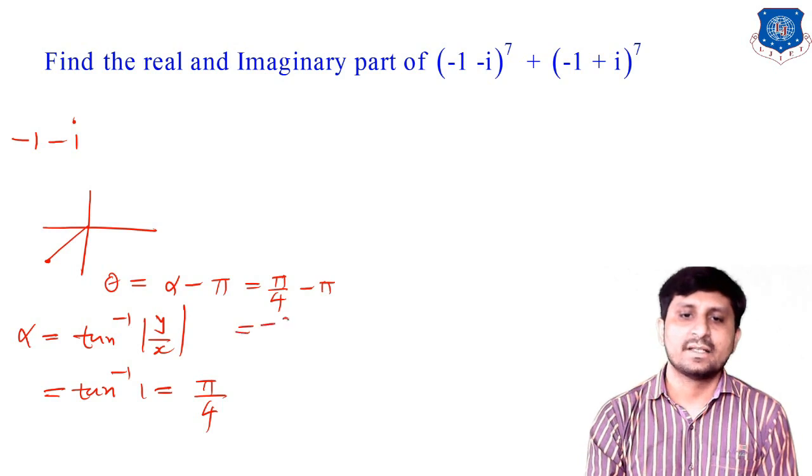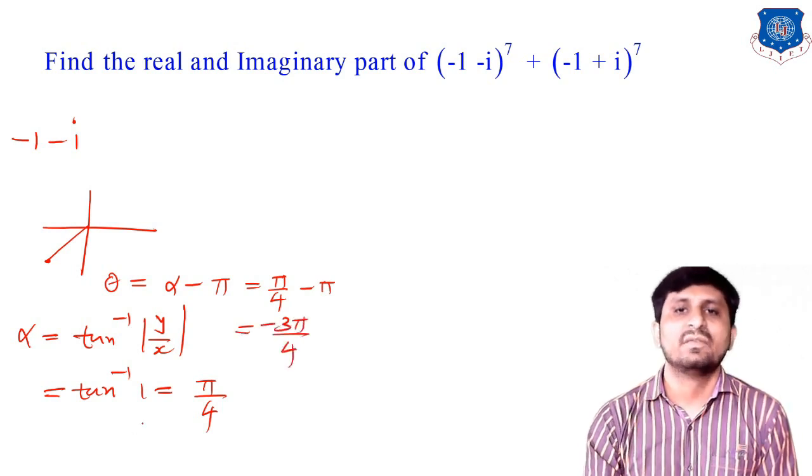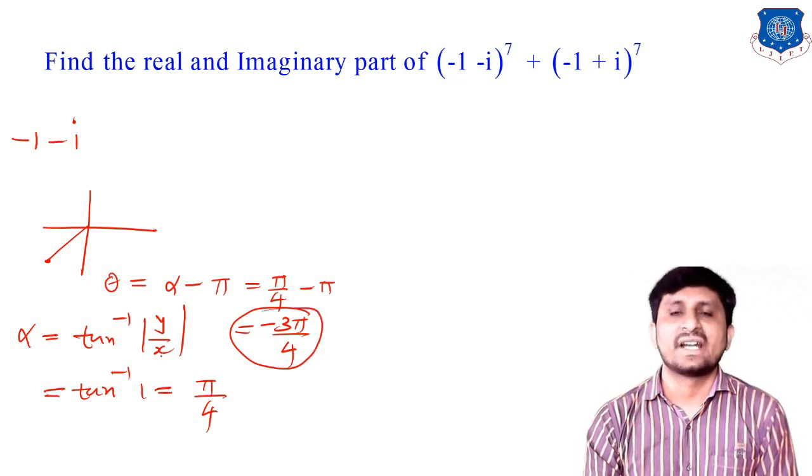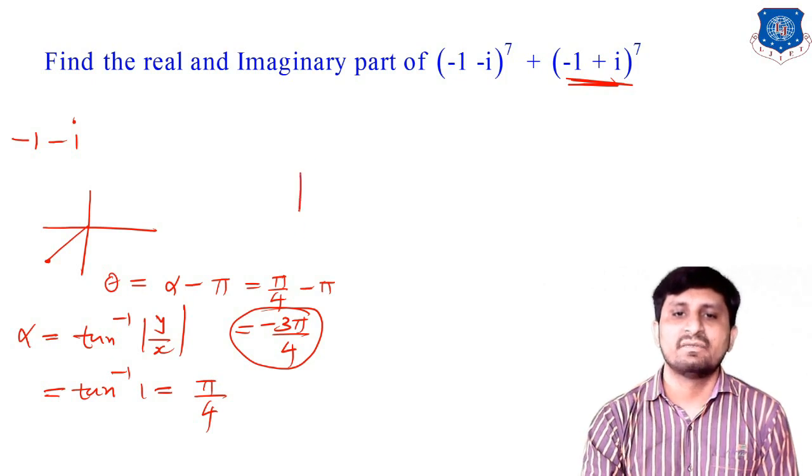So that is minus 3 pi by 4. Clear? For minus 1 minus i. And suppose we discuss minus 1 plus i. For minus 1 plus i, in which quadrant is it? In the second quadrant, okay. And in the second quadrant, what is your theta?